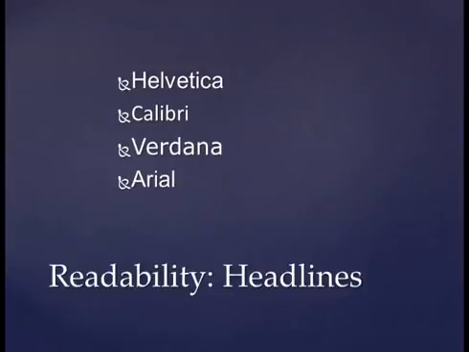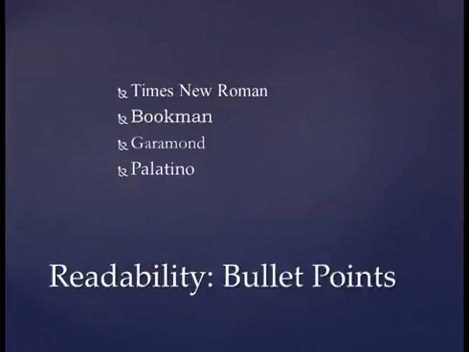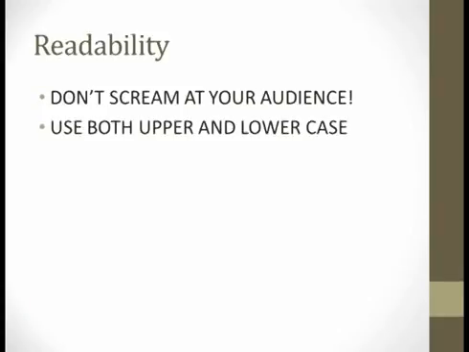Stick to the basics. Helvetica, Calibri, Verdana, and Arial for headings and chart labels, and Times New Roman, Bookman, Garamond, and Palatino for bullet points. Most magazines, newspapers, and books utilize a similar system to ensure readability. Avoid using all capital letters. Standard capitalization is easier to read, won't tire your audience's eyes, and your audience won't think you are screaming at them.